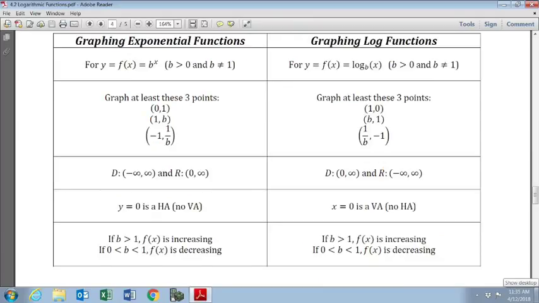So here's a summary of what we talked about when we were graphing exponential functions, and now we're looking at log functions. Notice our base is still greater than 0 and not equal to 1. And it tells you the 3 points that we're going to use, and I'll show you those when we do our graphs. Notice, just like the graph we just did, our domain for the logarithmic function is 0 to infinity, and the range is all real numbers. When we were graphing exponential functions, we had a horizontal asymptote. When we're graphing log functions, we're going to have a vertical asymptote.